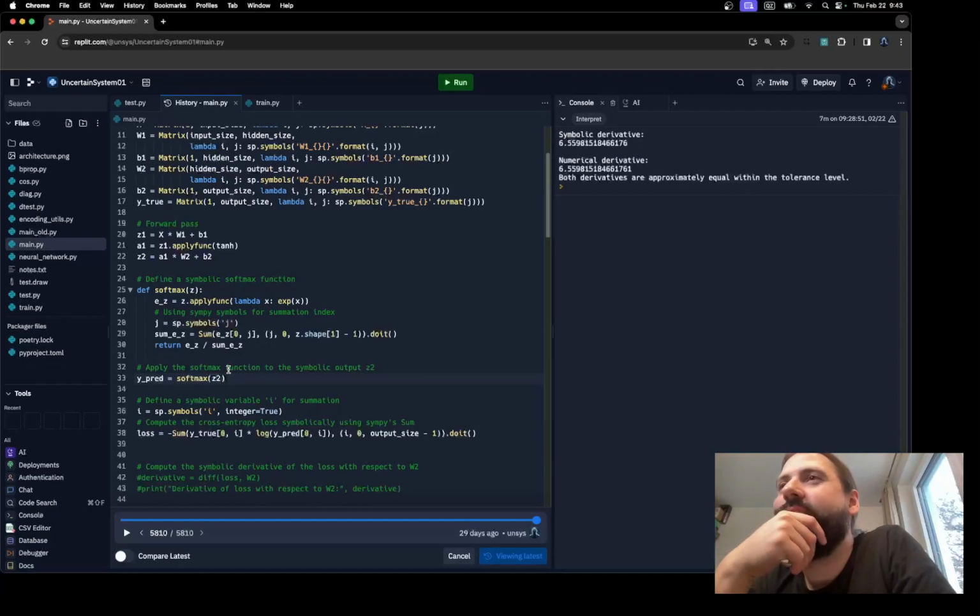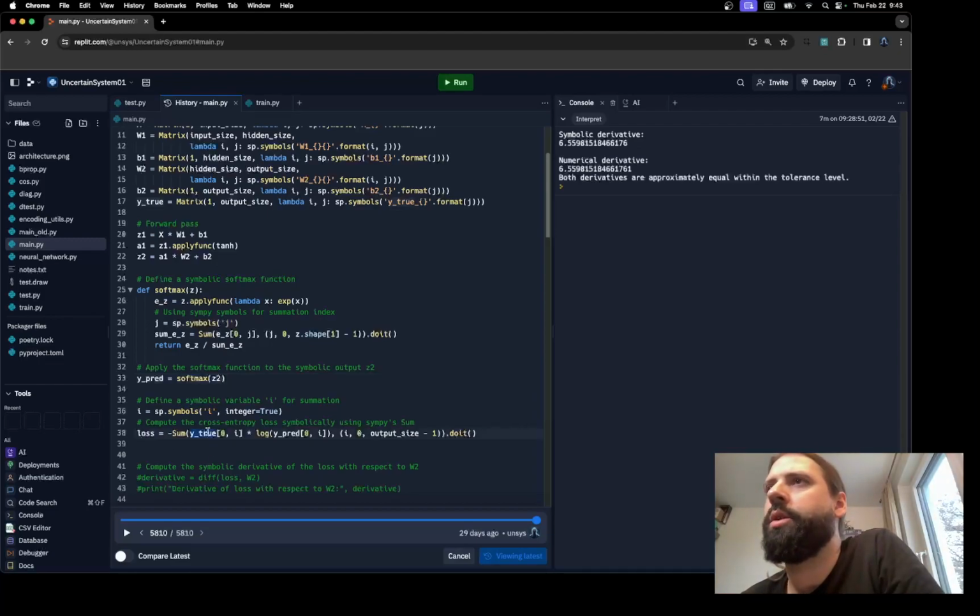So essentially what you're trying to do is calculate the derivative. This is a function of y true, and essentially it's a composite of all these, right? So you're going to end up with x in there at some point, right?